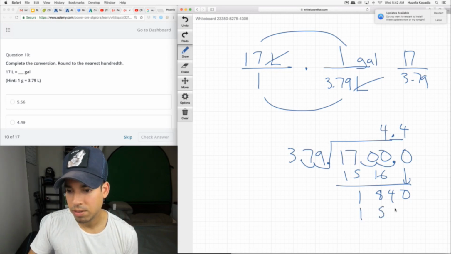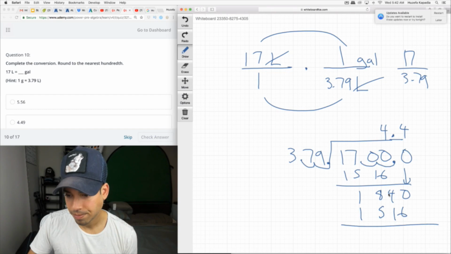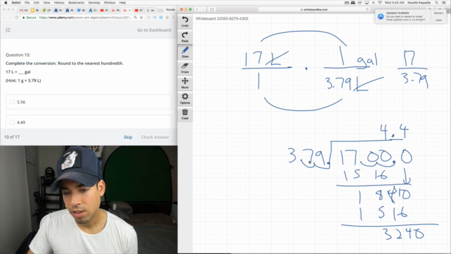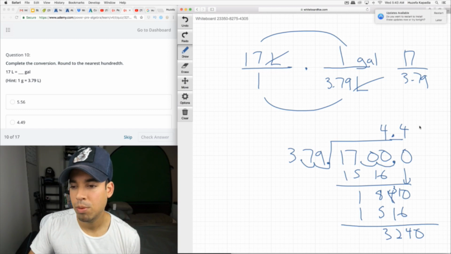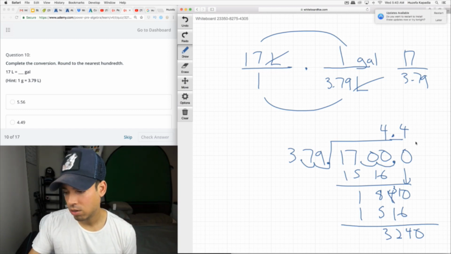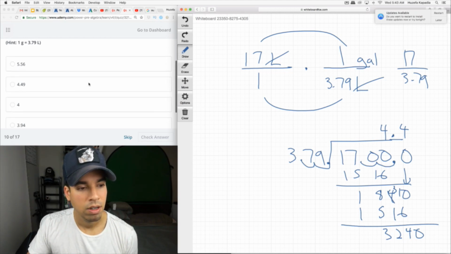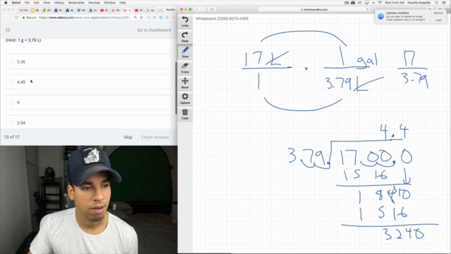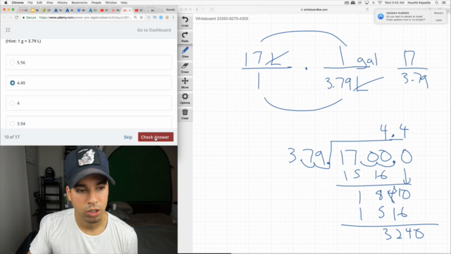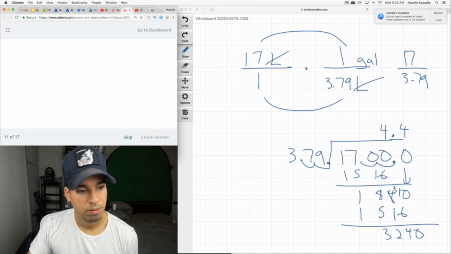I already know that 4 times this is 15, 16. This becomes 4, 2, 3. And then this last one will be like 8 maybe, something like that. But we know it'll be greater than 5. So for rounding purposes, it's probably going to round to 4.5. It looks like it's going to be this guy, 4.49. That's clearly our best option. And there we go.